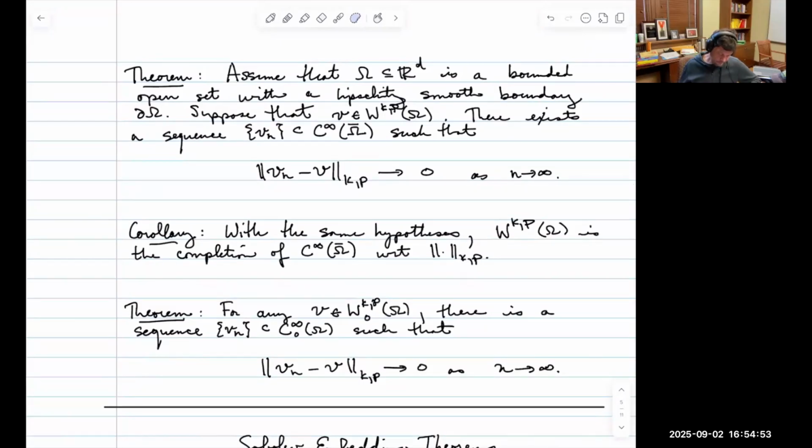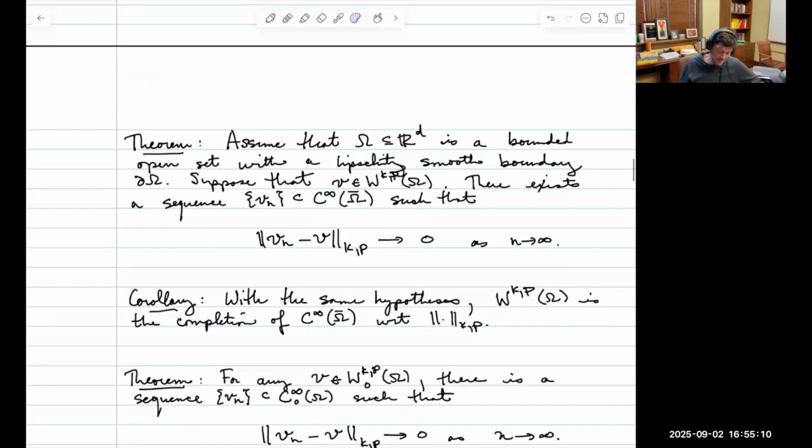All right, we'll do these couple results and then we'll take a little pause and take some questions. So suppose that omega in RD is a bounded open set with a Lipschitz smooth boundary. A Lipschitz smooth boundary means that the boundary has a fairly nice shape. It doesn't have any super bad places on it.